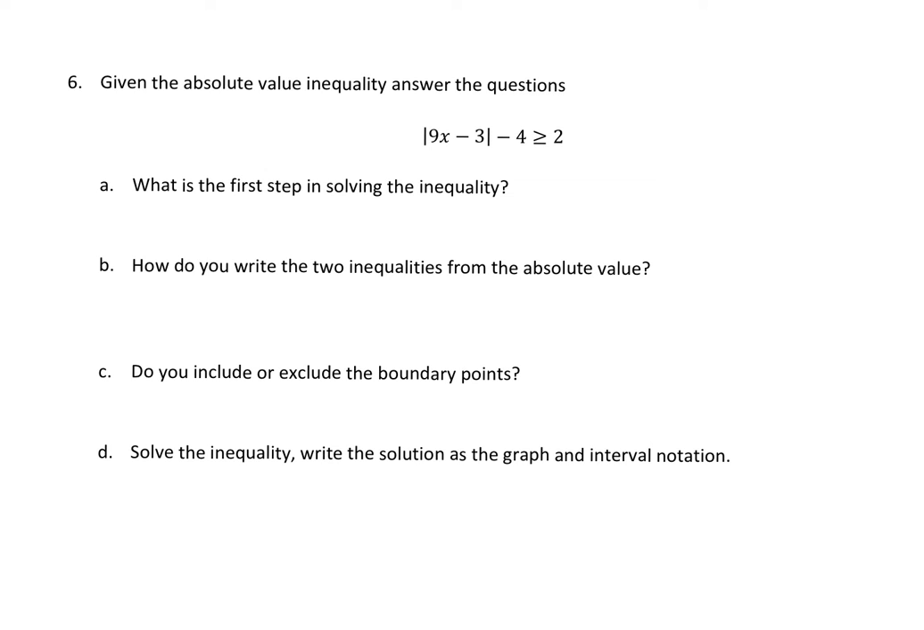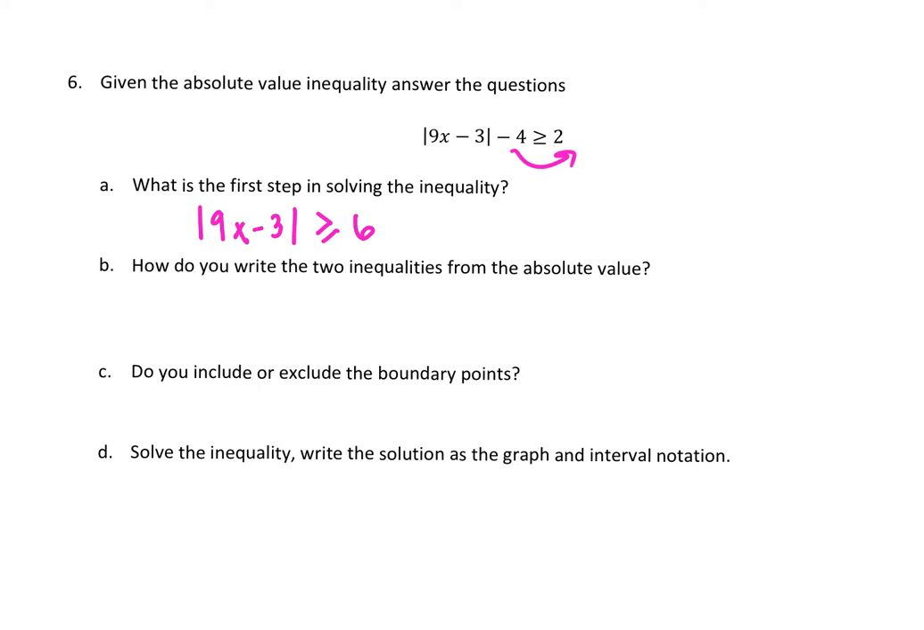Okay, question 6 says, given the absolute value inequality, let's answer the questions. So the first thing that they say is, what is the first step in solving this inequality? Now this is very important. We must always isolate the absolute value with addition or subtraction. So I'm going to make sure that I add that 4 over to the right side. That is unbelievably important for your test. Make sure that you bring that 4 over first.